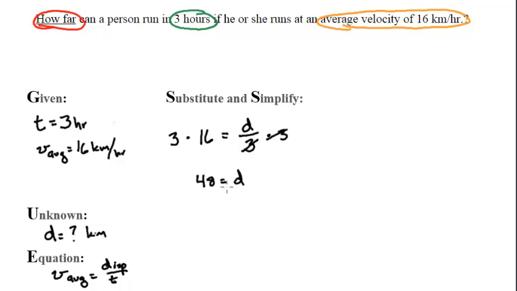Now guys, can I flip that just as easily? It means exactly the same thing. And it's just a format thing, but I like having the variable on the left and the number on the right. D equals 48 kilometers. Am I done yet?